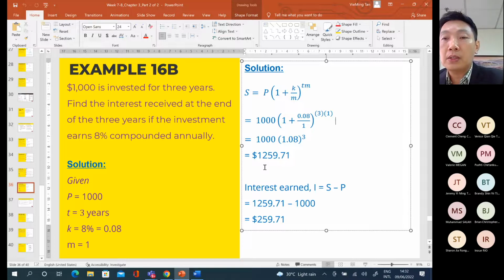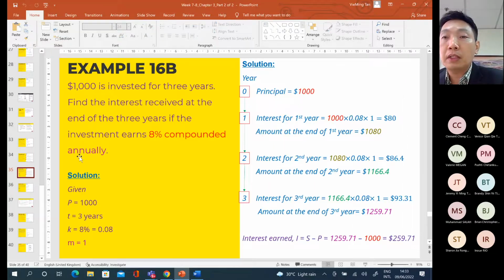We'll get 1259.71. Once we get the accumulated amount at the end of year 3, we can calculate the interest earned. For interest earned, we can apply the formula S minus P. So the accumulated amount at the end of year 3, this number, minus the principal, gives you 259.71. So it's better to use this method to get the answer.